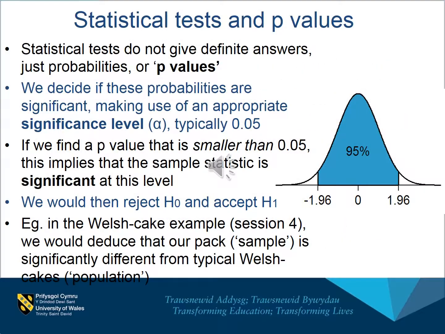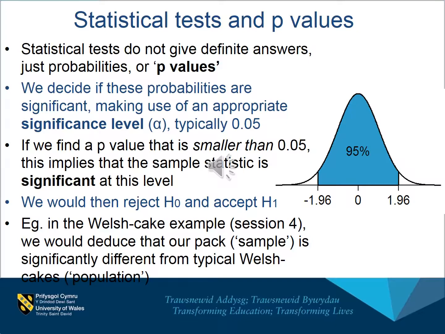So as mentioned then, statistical tests produce p-values or probability values. We decide if these are significant by making use of an appropriate significance level. So typically then we use 0.05 as our significance level because we are interested in the 5% at the edges of a typical distribution, which would show us that the mean that we're looking at is significantly different than the bulk of the population, which is in the 95% central region.